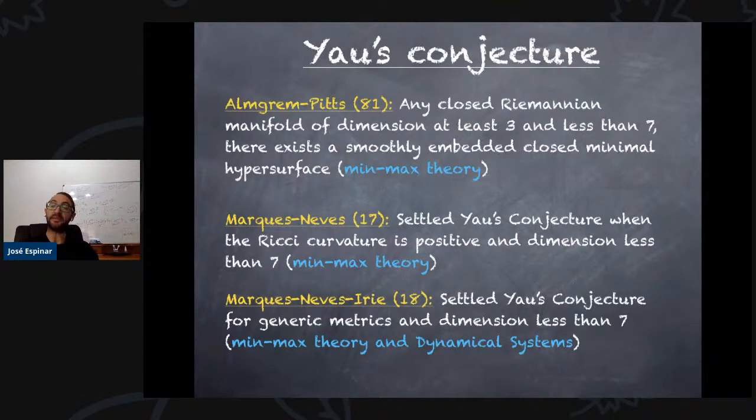Again, for dimension bigger than 7, we have some regularity issue. They define the minimal surface, but it might not be regular, up to codimension 7.